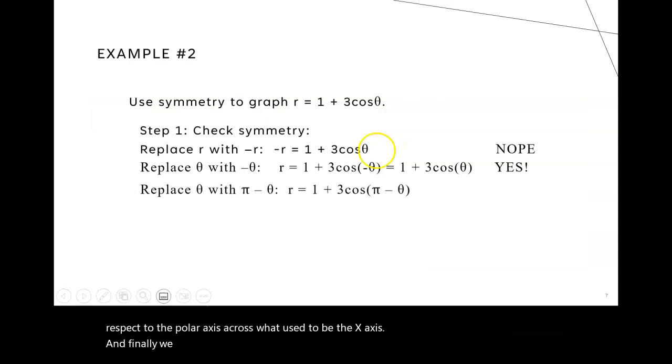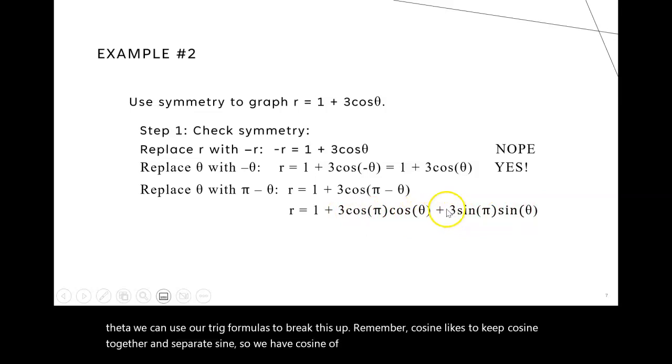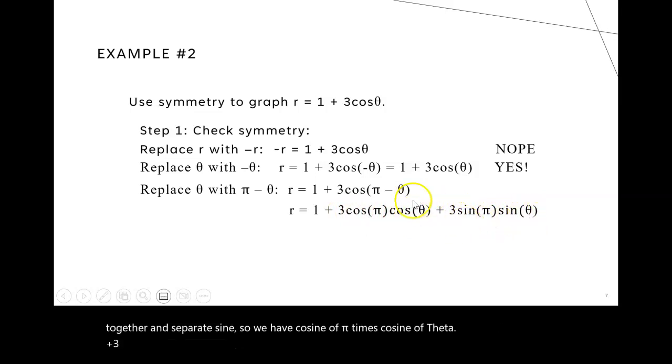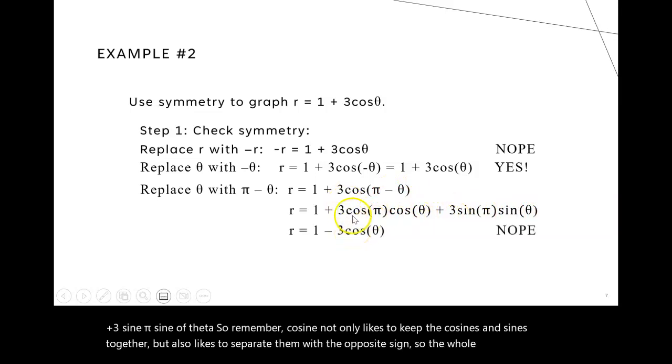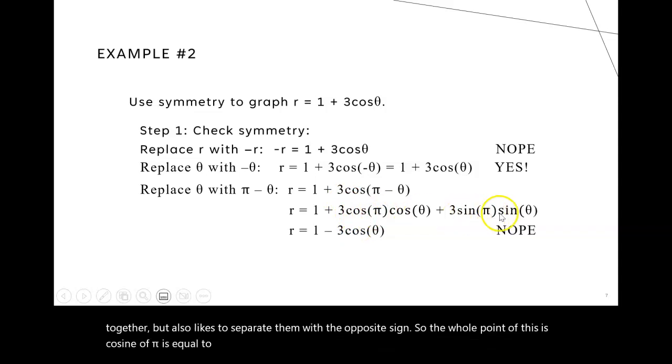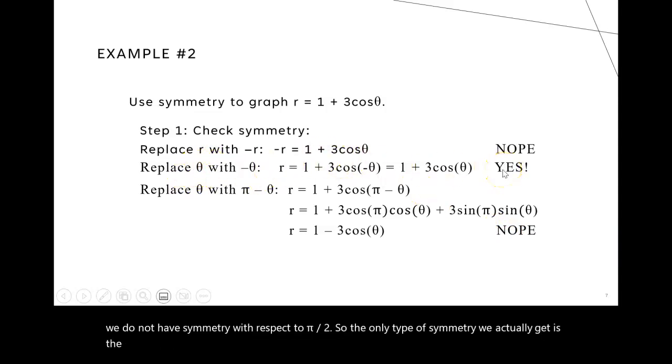And finally, we can replace theta with pi minus theta. When I plug in pi minus theta in place of theta, we can use our trig formulas to break this up. Remember, cosine likes to keep cosine together and separate sine. So we have cosine of pi times cosine of theta plus 3 sine pi sine of theta. Cosine not only likes to keep the cosines and sines together, but also likes to separate them with the opposite sign. Because cosine of pi is equal to -1, and sine of pi is 0, we get 1 minus 3 cosine theta when we simplify, and so we do not have symmetry with respect to pi over 2. So the only type of symmetry we actually get is the symmetry across the polar axis.